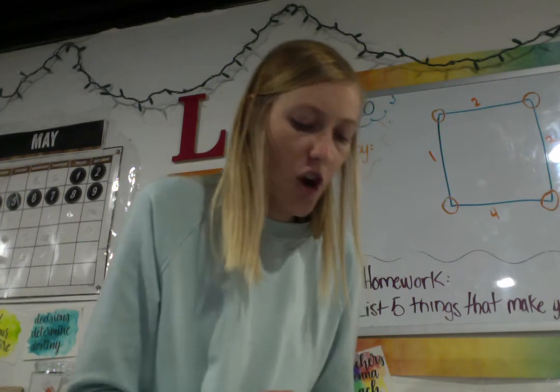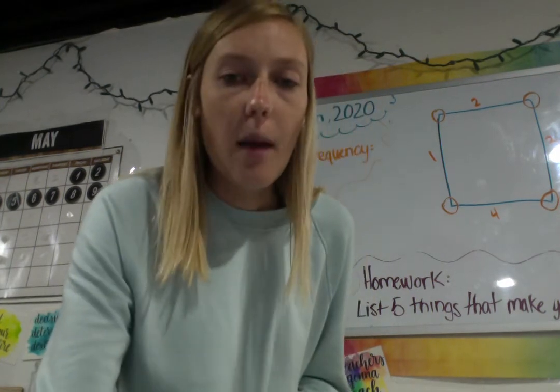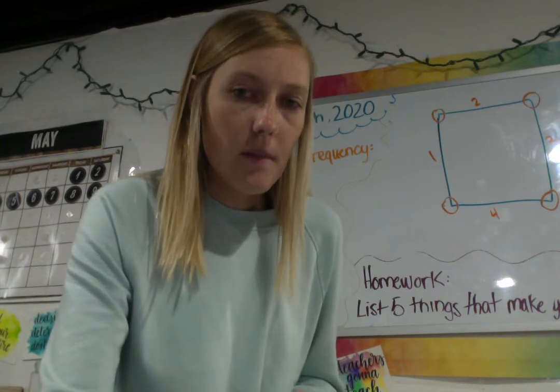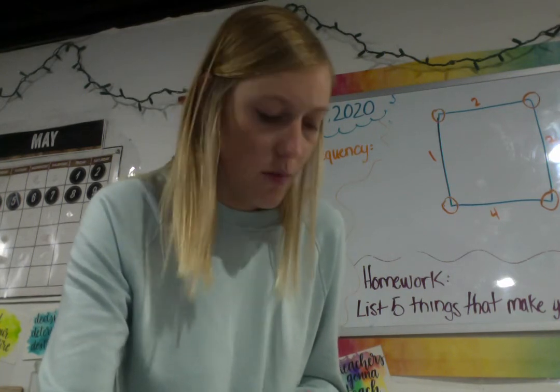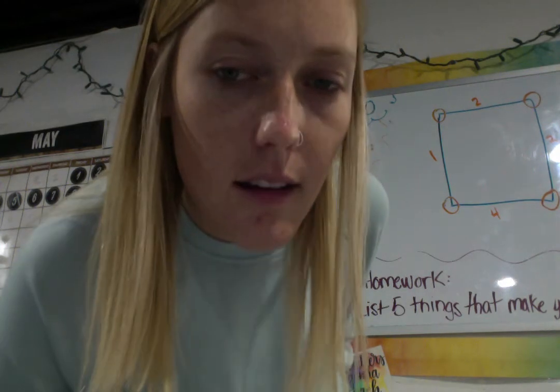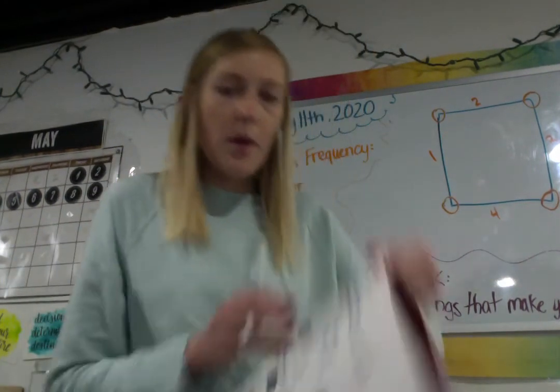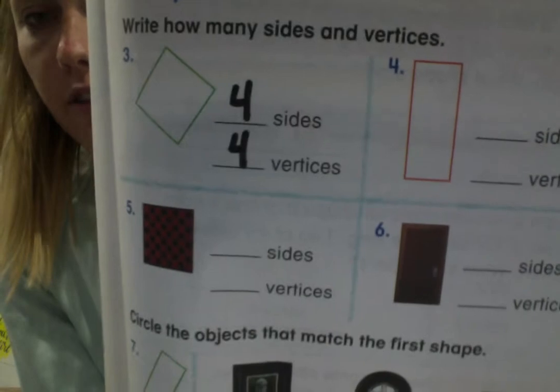And how many vertices does it have? How many corners does it have? Tharea. 4. Good. So number 3, you should have 4 and 4.